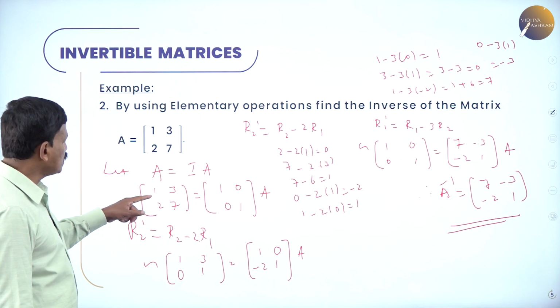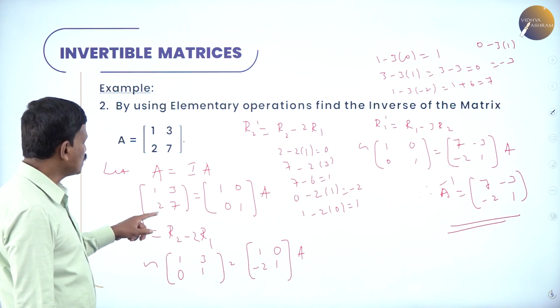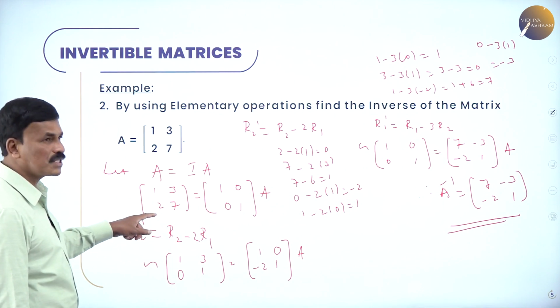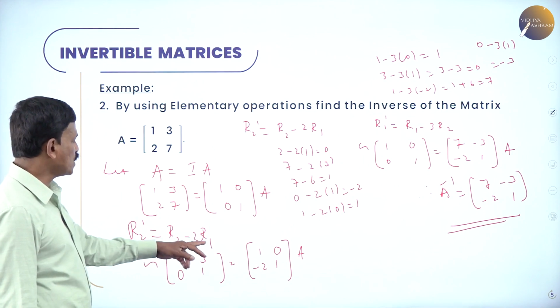Here, 1 is already there. So we convert this to 0, this to 0, and this to 1. The easiest method is to convert this to 0. For this, we have to subtract 2 times row 1 from row 2. That's all. R2 dash is equal to R2 minus 2 times R1.